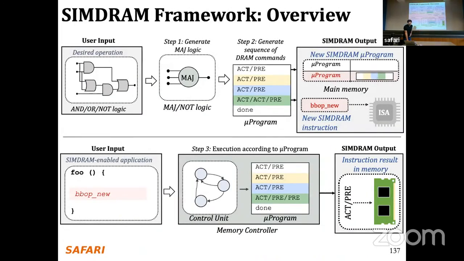So the SIMDRAM framework has three steps. In the first step, we generate the majority-based logic. We assume that we start from some AND/OR/NOT logic. This is the circuit for the desired operation that we want to implement. So we convert this into majority and NOT logic. And then, because AMBIT is just activation and precharge commands, like this triple row activation, or maybe we want to do a row copy, RowClone operations to copy one row from the general data rows to the compute rows. But in the end, it's just sequences of DRAM commands.